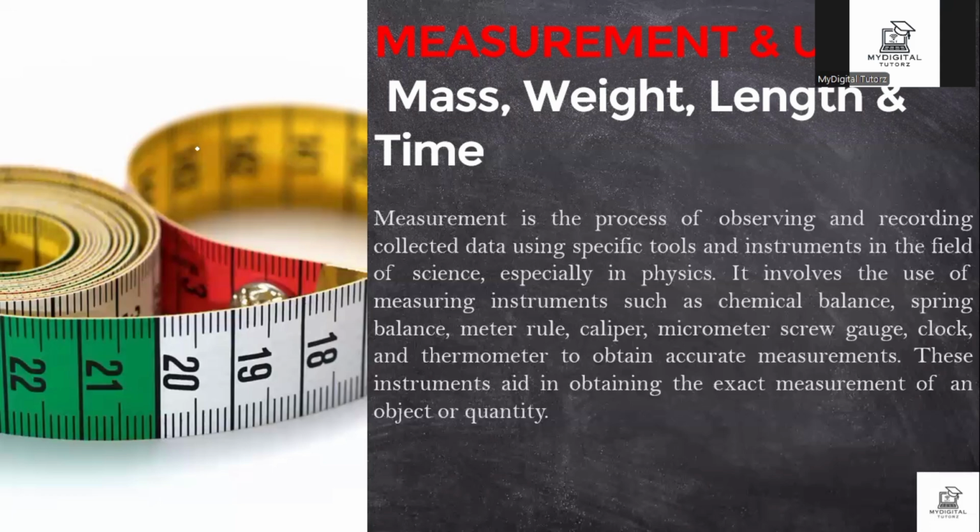Measurement is the process of observing and recording collected data using specific tools and instruments in the field of science, especially in physics. So it involves the use of measuring instruments such as chemical balance, spring balance, meter rule, caliper, micrometer screw gauge, clock, and thermometer, to mention but a few. To obtain accurate measurement, that is the essence of using a measuring instrument.